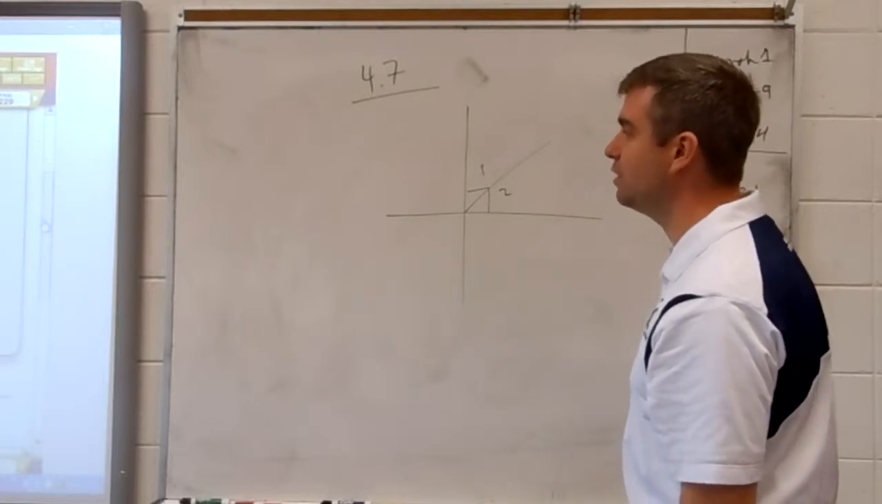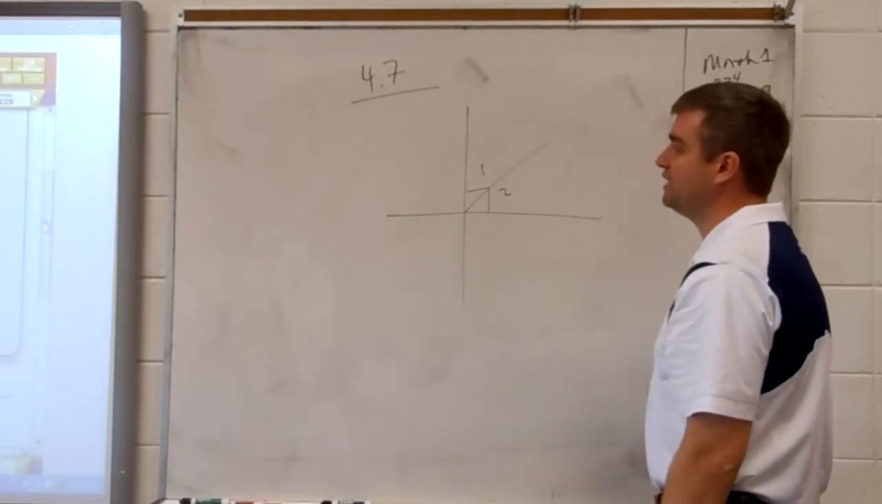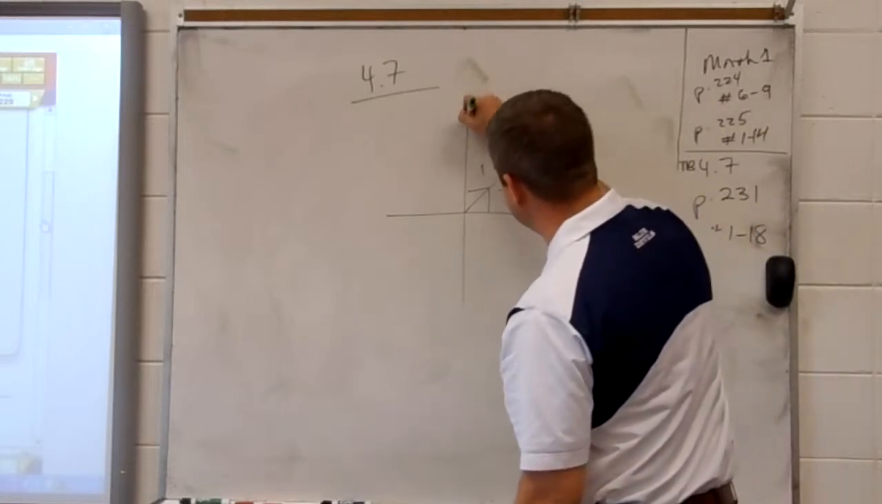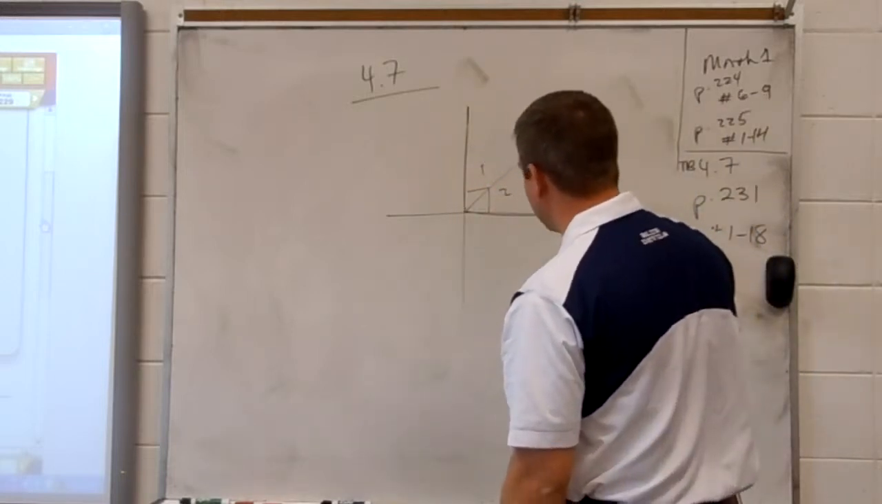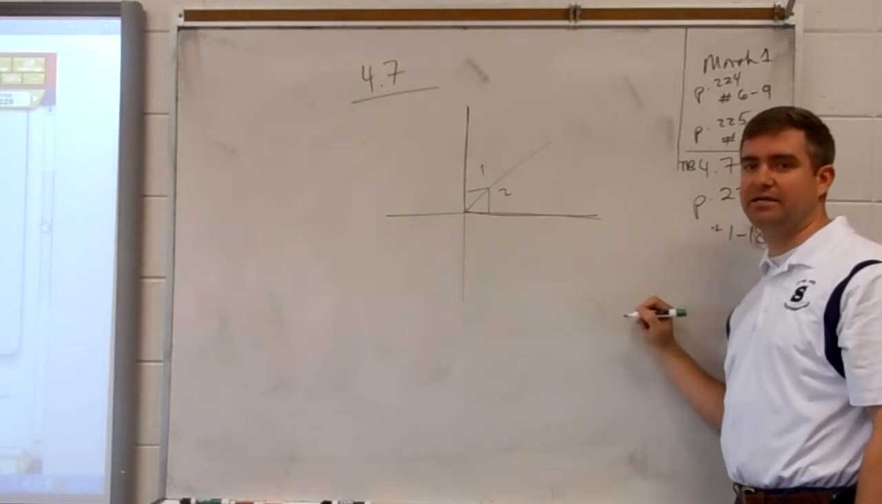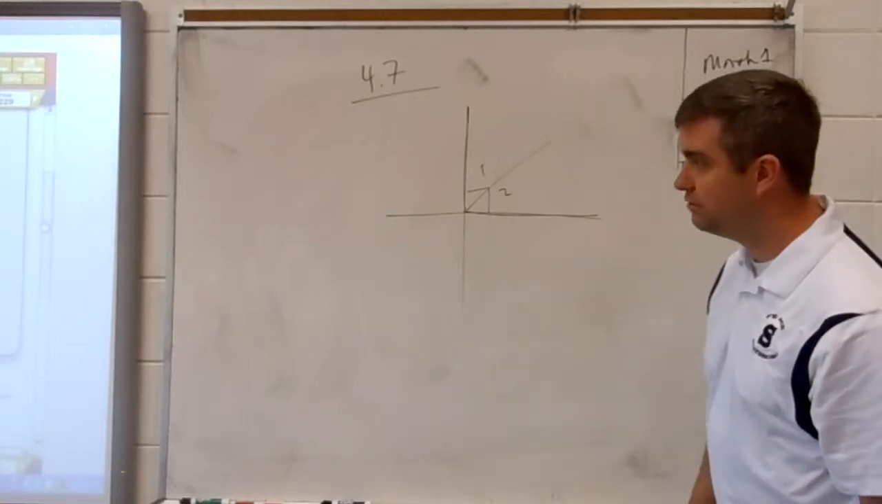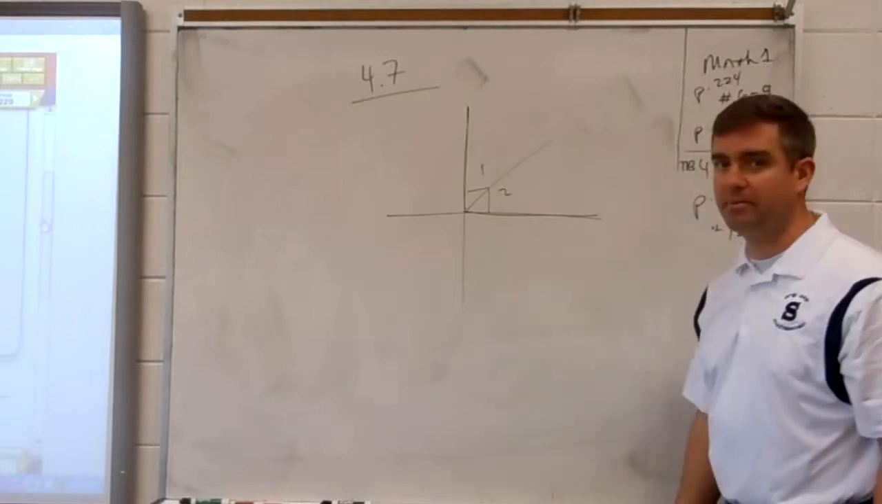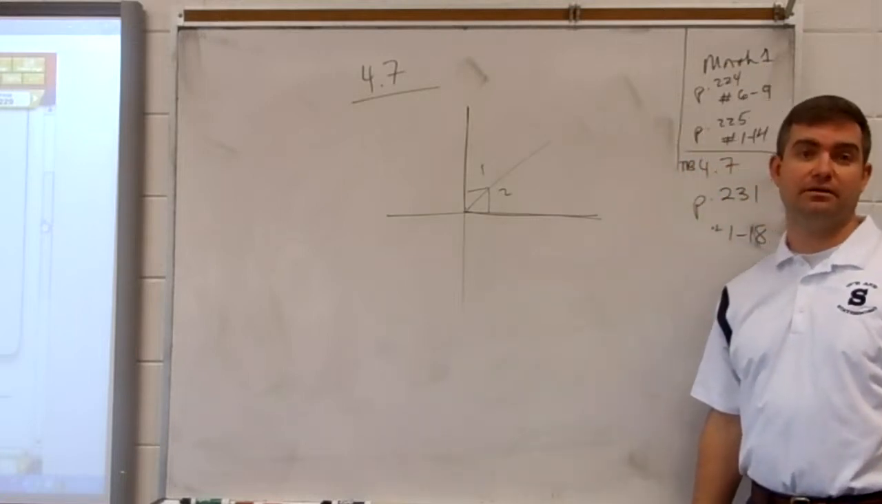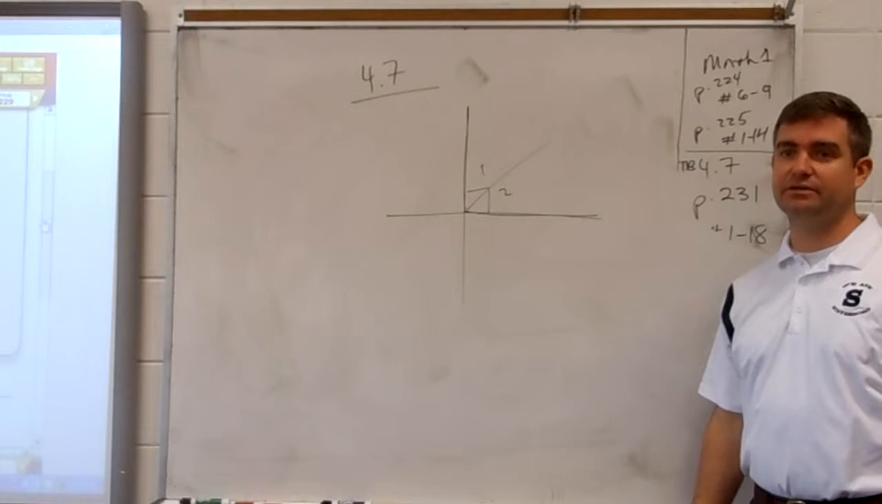If two sides of two adjacent angles are perpendicular, that means this side and this side. Are those two sides perpendicular? Yes, they are. All right, then what's the conclusion? Then they are complementary. What's the definition of complementary? They add up to 90 degrees.